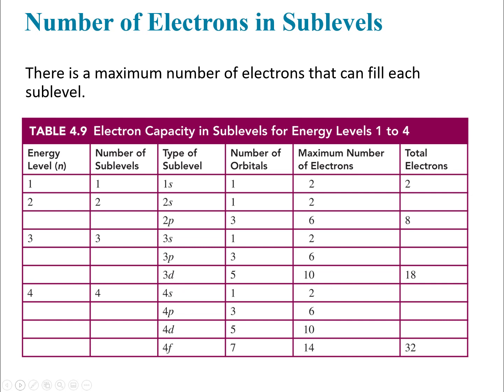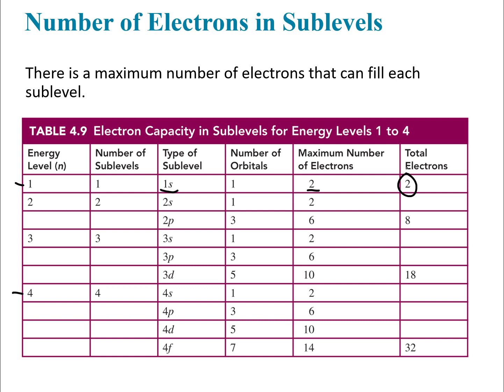This table gives an example of the maximum number of electrons that can fill each sublevel, going from energy level 1 to 4. There's more than 4 energy levels, but this just gives you an idea. So in the first energy level, there's only 1 sublevel, and that sublevel is the 1s. There's only 1 orbital, and it can hold a maximum of 2 electrons. So the total electrons within energy level 1 is 2.